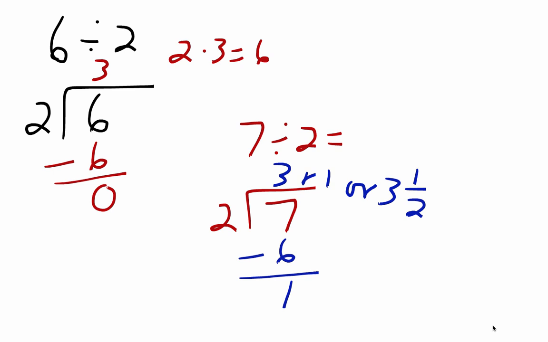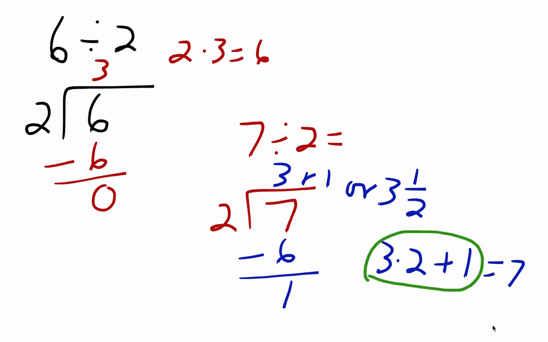So that means that 3 times 2 does not equal 7, but we'd have to add 1 in order for that to equal 7. And this is the form we're going to be writing it in eventually. So we're going to have factor times a factor plus the remainder if there is a remainder in there.